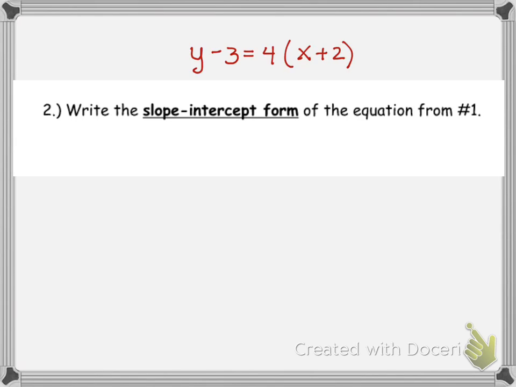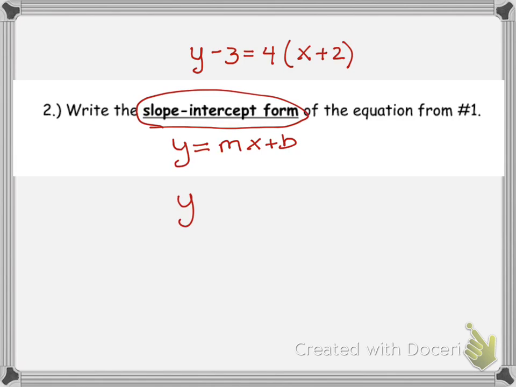And then in number 2, we're asking to change that to slope-intercept form. That's y equals mx plus b. So I'm going to rewrite the equation in number 1 in point-slope form so I can work with it. And I want to aim towards getting it to y equals and then something times x plus b. So that means I'm going to start by distributing my 4.